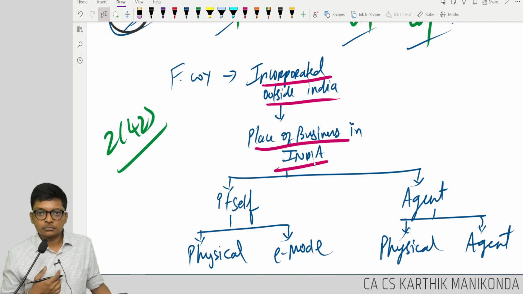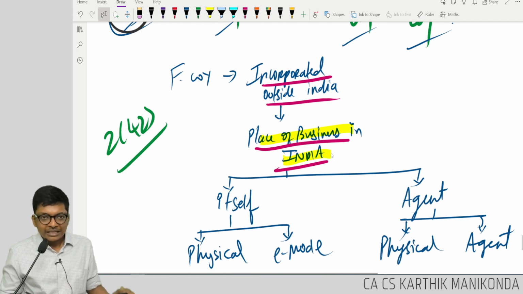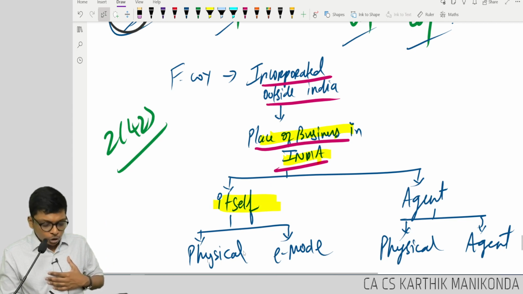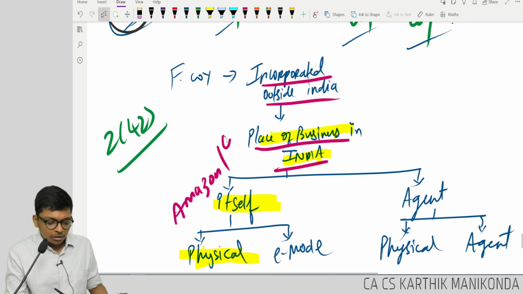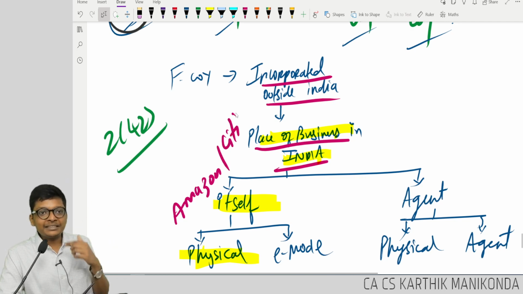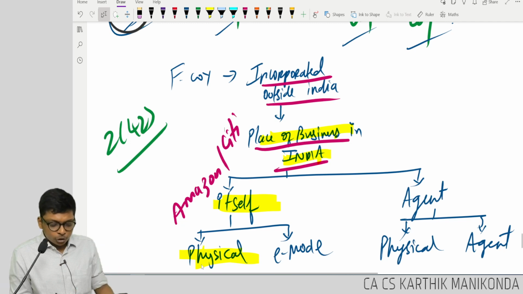That's a subsidiary. That we will discuss only in the foreign company chapter. Now, place of business in India can be in four ways. Place of business in India by itself through a physical office. I will give an example. Amazon or take Citibank. Citibank is a US bank but it has a place of business in India by itself through physical mode.